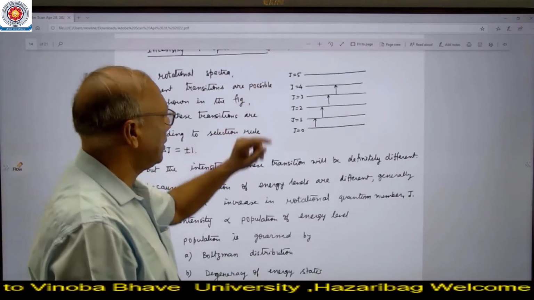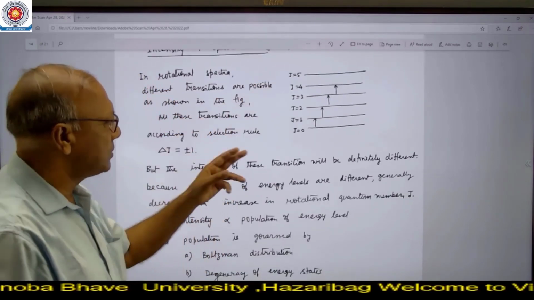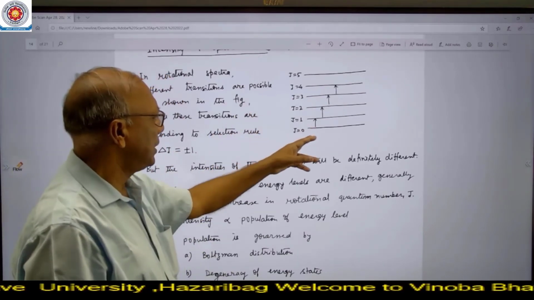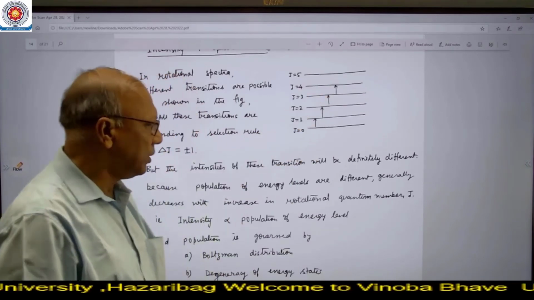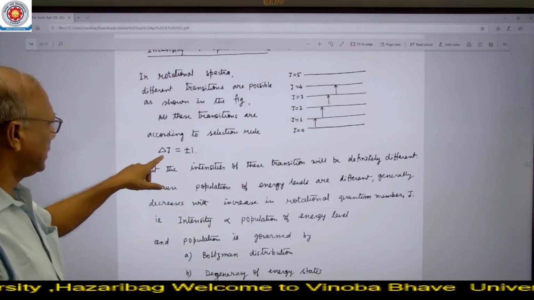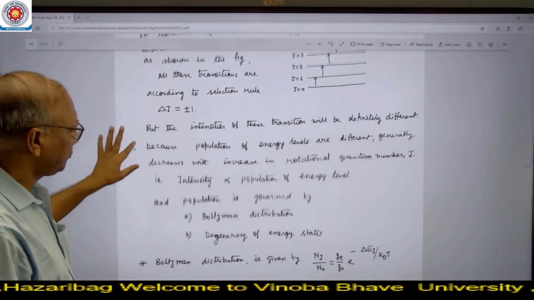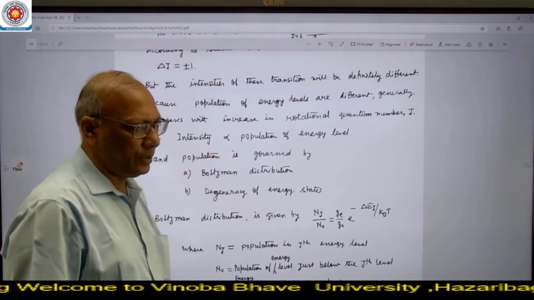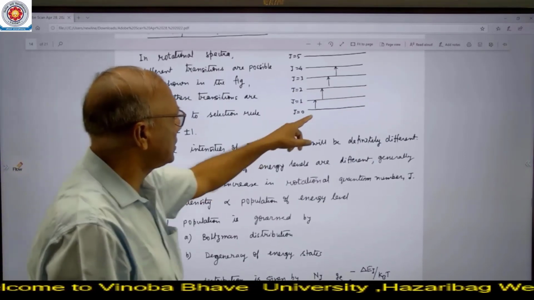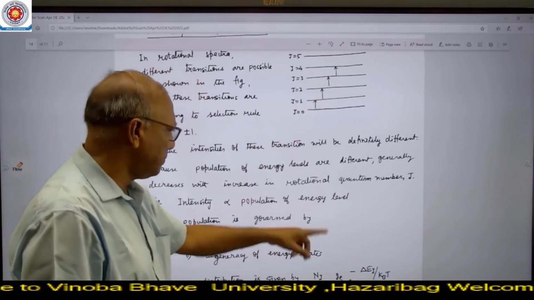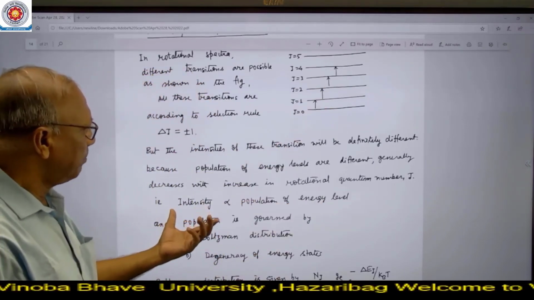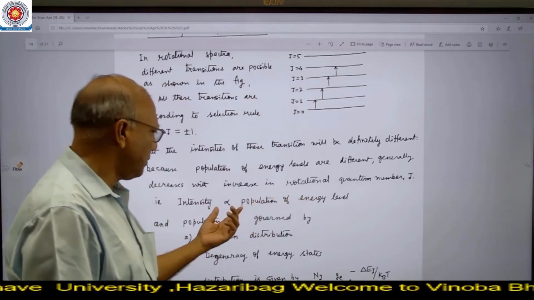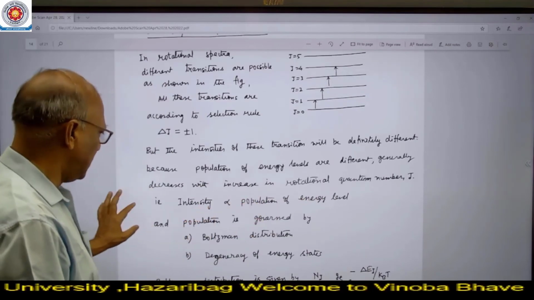Here again we have drawn some rotational energy levels: J equal to 0, 1, 2, 3, and according to the selection rule we have shown the different allowed transitions. The selection rule is delta J equal to plus or minus 1, and intensity depends upon the population of the energy level. The population of an energy level means how many particles are present in that level.